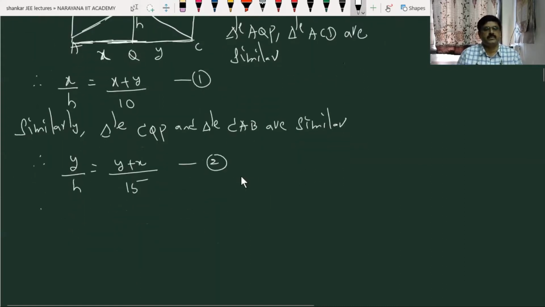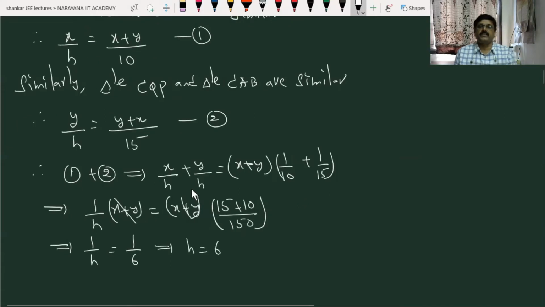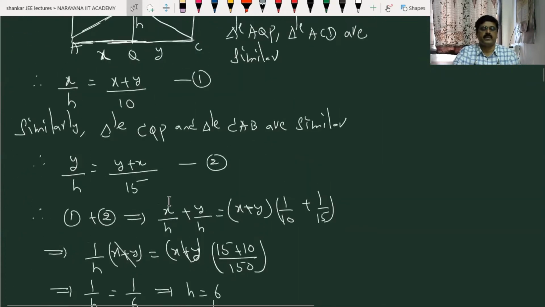Our answer is coming, students. Therefore, adding 1 and 2 implies x by h plus y by h is equal to (x plus y) of (1 by 10 plus 1 by 15). Then you will be left with, if you take 1 by h common here, x plus y is equal to (x plus y) of this. H value 6 is coming, students. Answer is coming, students. Carefully note down, students.